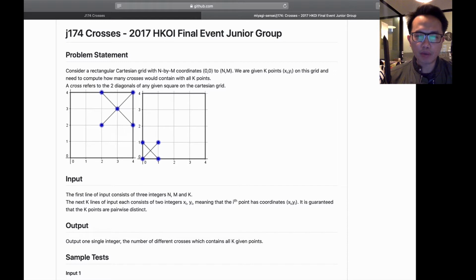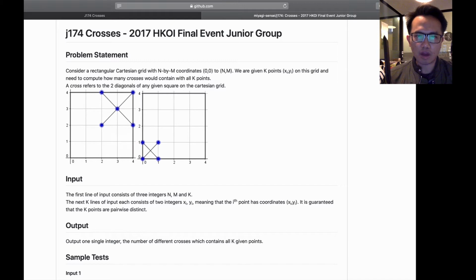So the problem is about crosses on a Cartesian grid that's n by m in size. N and m will be specified by the problem input. The input also gives you k points, each with x and y coordinates on this two-dimensional grid. And our job in this problem is to count how many crosses would contain all of those k points.